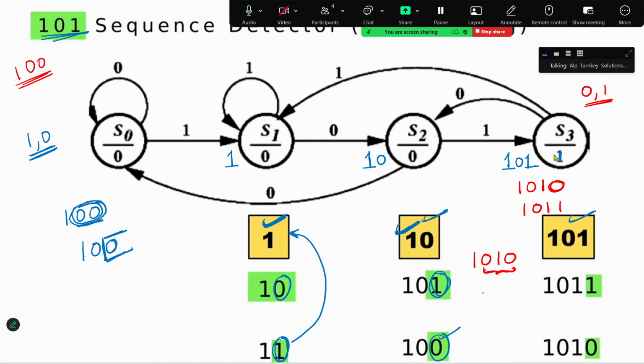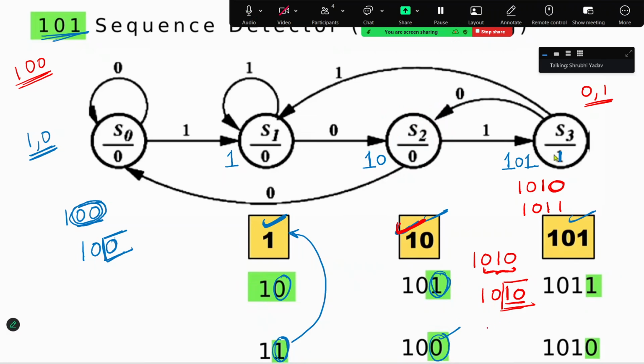Okay, next. It is not matching, which means I need to check for 2 bits. So 1 0 1 0. Here I need to check the last 2 bits. The last 2 bits are matching with this bit. As this is an overlapping sequence, it will go to S2. S3 to S2, understood? S3 to S2 it will go.